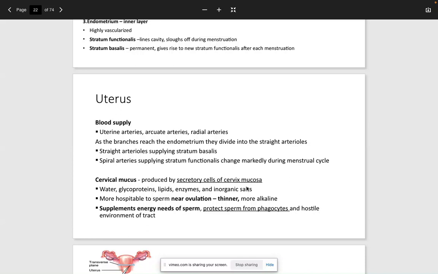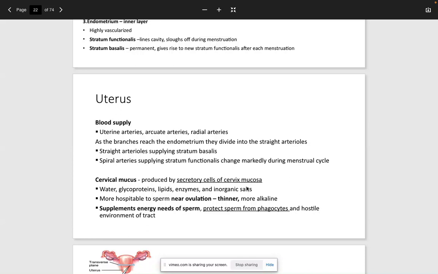What's important to know is this cervical mucus. This is the more important thing on the slide. The cervical mucus is secreted by the secretory cells of the cervix mucosa. What does the cervical mucus do? A bunch of different things. It is going to be responsible for protecting sperm from phagocytes. It's also going to be responsible for supplementing energy that is needed for the sperm, and it's going to consist of different things like water, glycoproteins, lipids, enzymes, and inorganic salts.